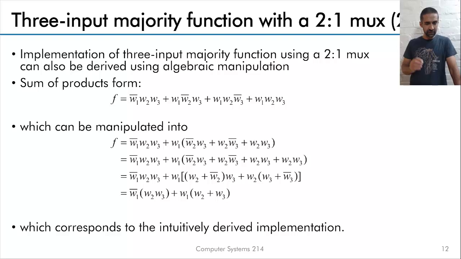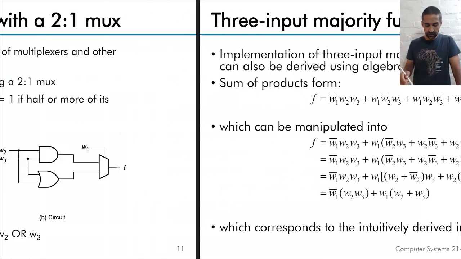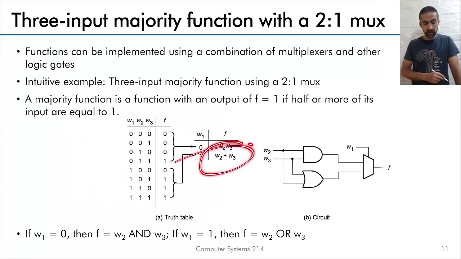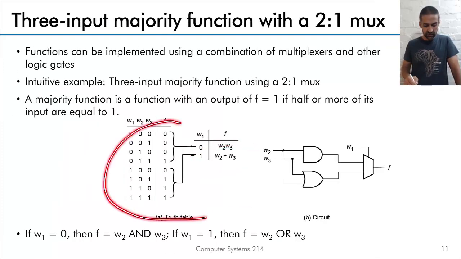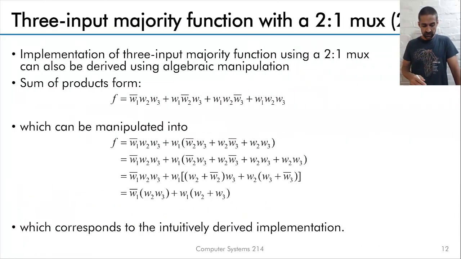So just look at this. This is the AND of W2 and W3. This is the OR of W2 and W3. Look back at that. That's exactly what we got here. So this was like an intuitive derivation. We just used logic. In this case, we used Boolean algebra.